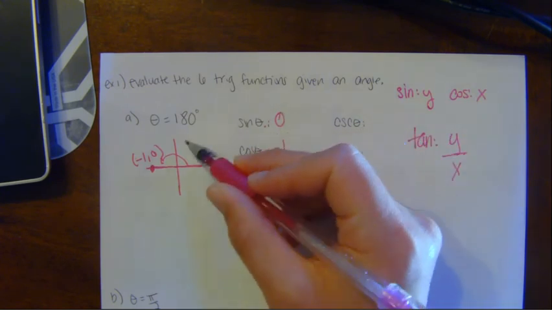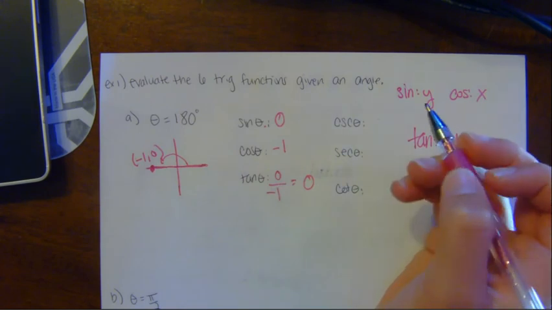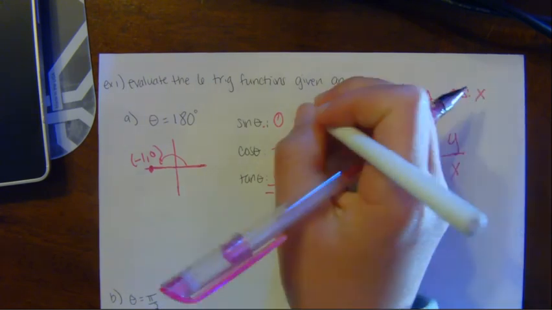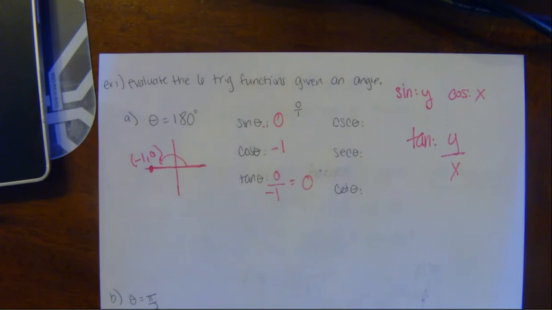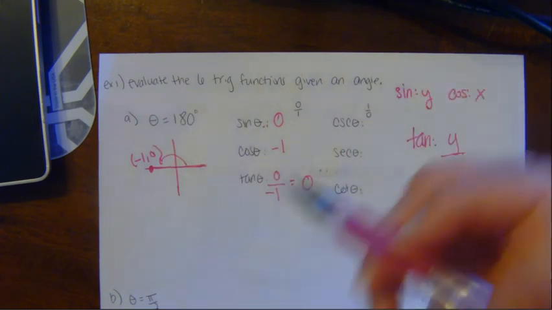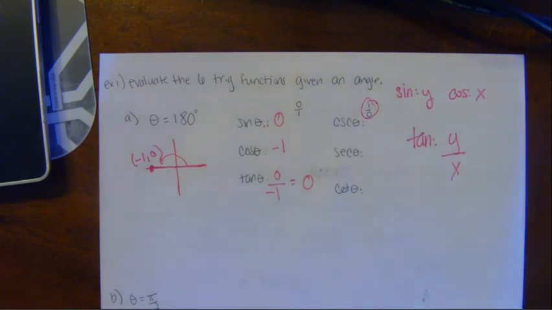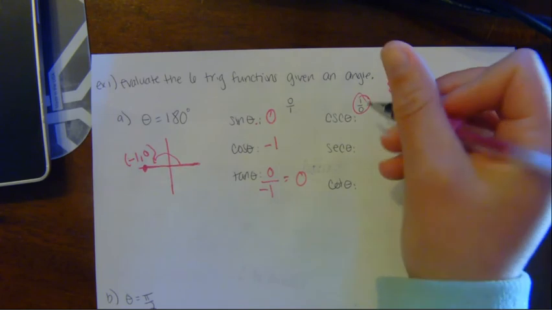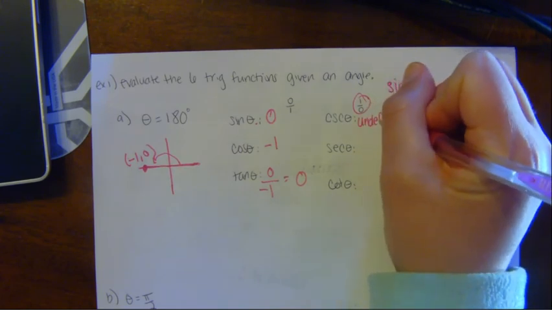So when sine of 180 is 0, what you want to think about is that that's really like 0 over 1. So if I were to do the reciprocal, now I have 1 over 0. Well, what is 1 over 0? Go ahead and type that in your calculator, okay, if you don't know. But anytime you divide by 0, that's going to be undefined.